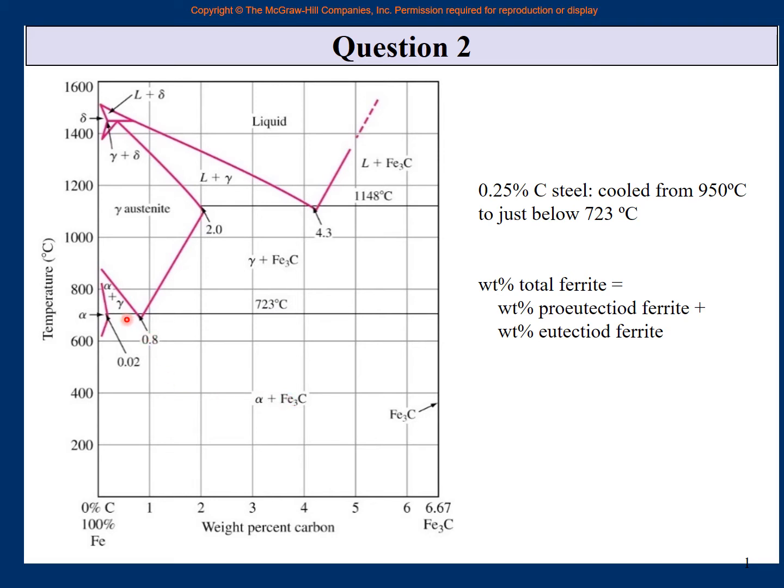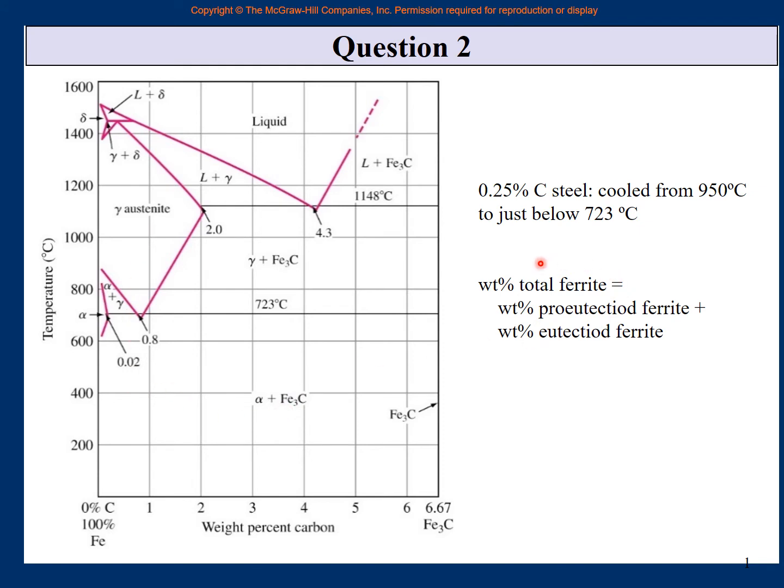Once you have touched this line and you keep on cooling, it does not matter whether you are here or here or here, the composition remains the same. After hitting this line, the composition remains the same. What is the composition? It has some pro-eutectoid ferrite, some eutectoid ferrite, and some eutectoid cementite. So this is the process.